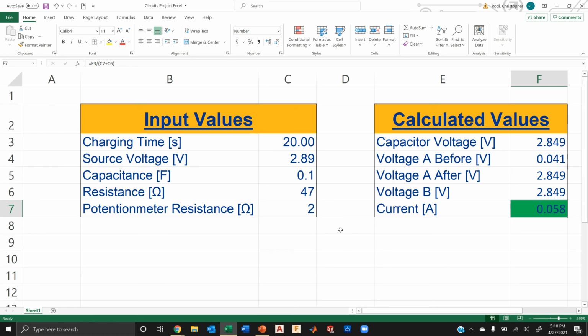For a fun fact, we could see that the current going into the LED is 58 milliamps, which is between the peak forward current and the forward current for the LED, which shows that this is safe and will not short the LED out.